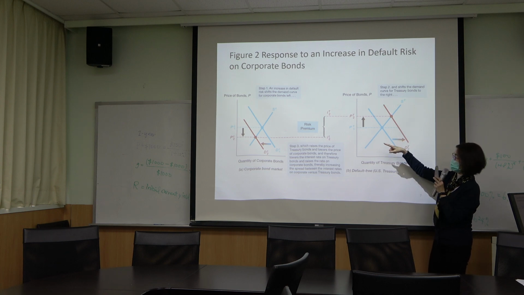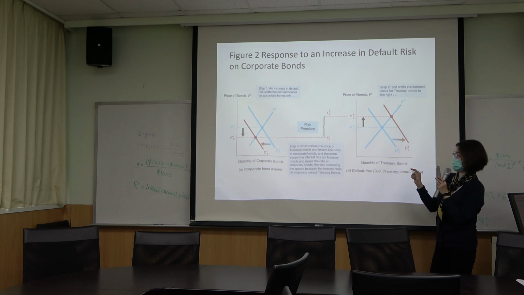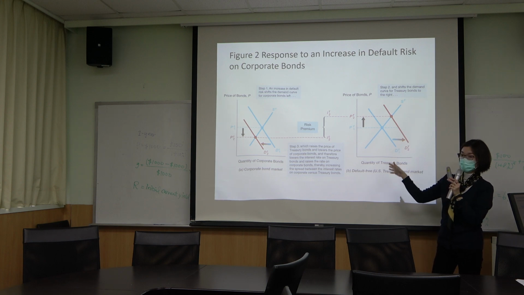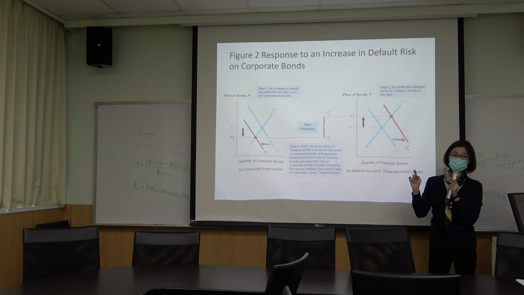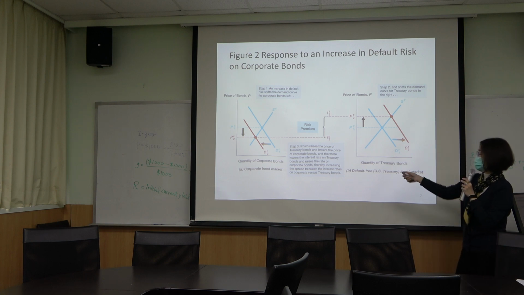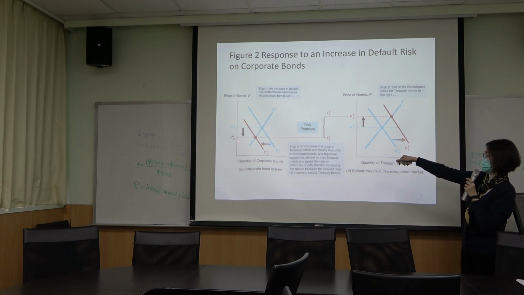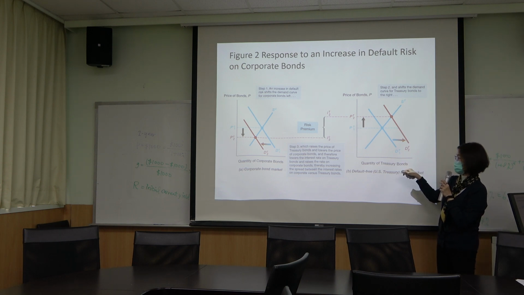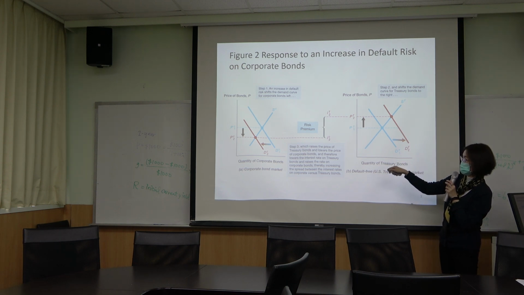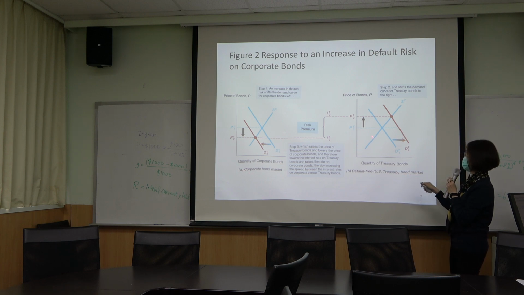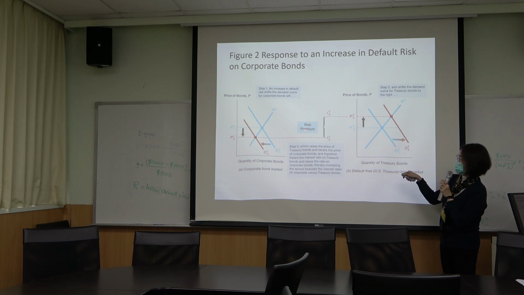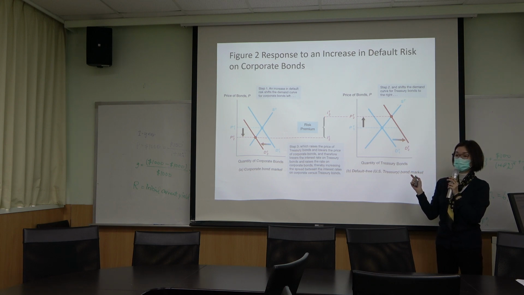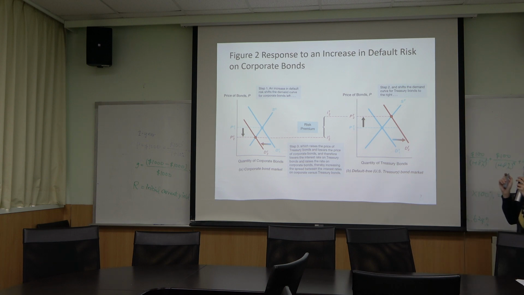So we have seen a difference in both bond markets, in the price and also in the interest rates. So the difference between the price of the corporate bond market and the Treasury bond market, and it is also the difference between the interest rate of the corporate bond and the U.S. Treasury bond, the difference between that we call risk premium. We call that risk premium.